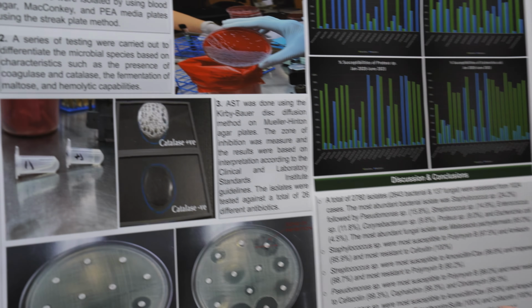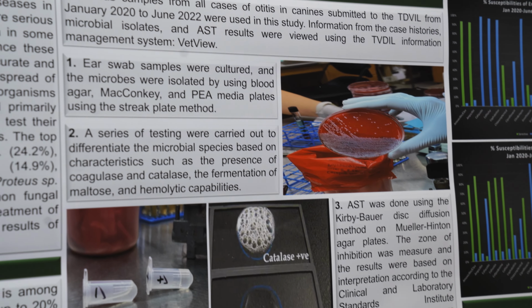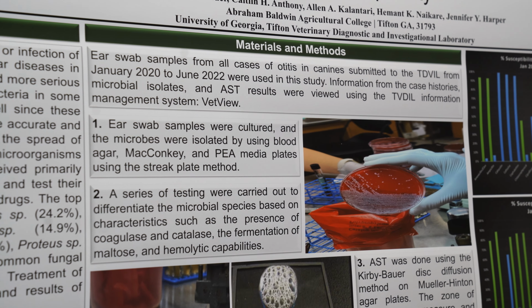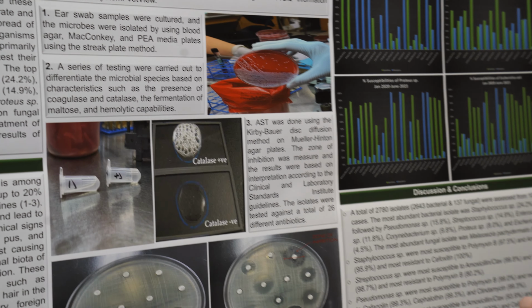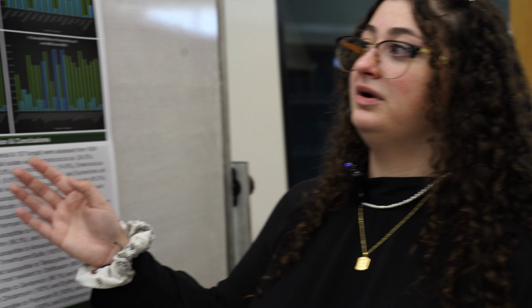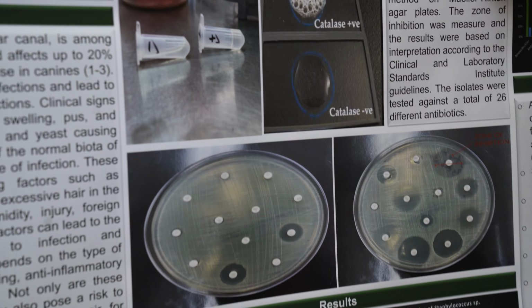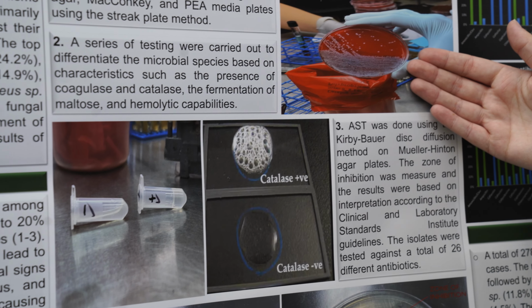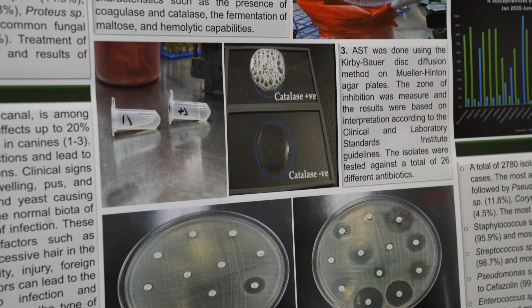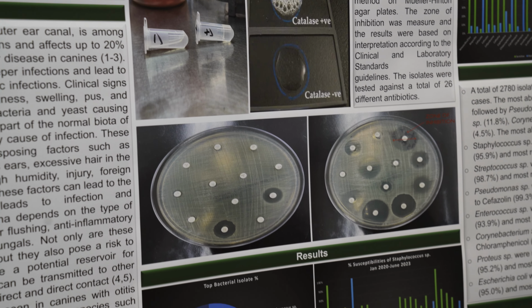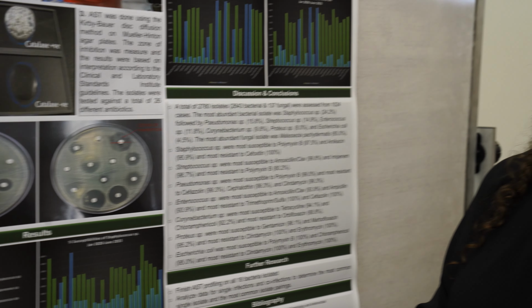So for this research, we took a bunch of ear swabs from all over the United States that were submitted to the veterinary laboratory. And once we get the samples in, the lab techs will then take the isolate and plate them using 3 different media plates. We'll have blood agar, MacConkey, and PEA. This here is an example of the blood agar plate. And depending on the results from these plates, they will then determine what other series of testing needs to be done to further identify the isolate.